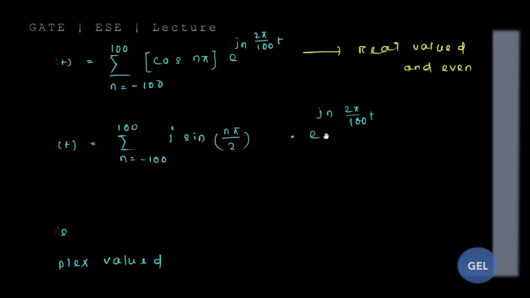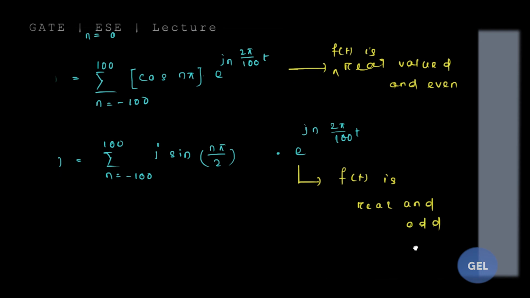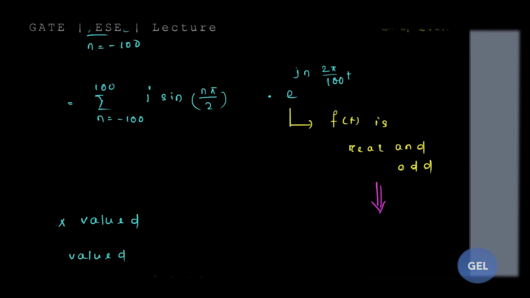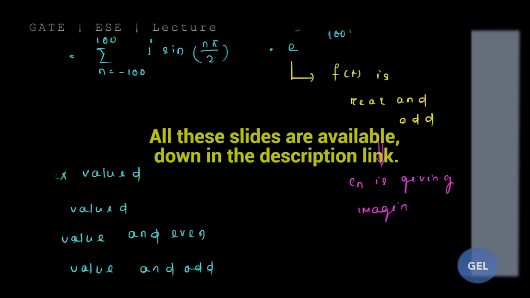Clear? So here you can write down that f of t is real and odd, for which cn is giving imaginary and odd values. Clear this concept?